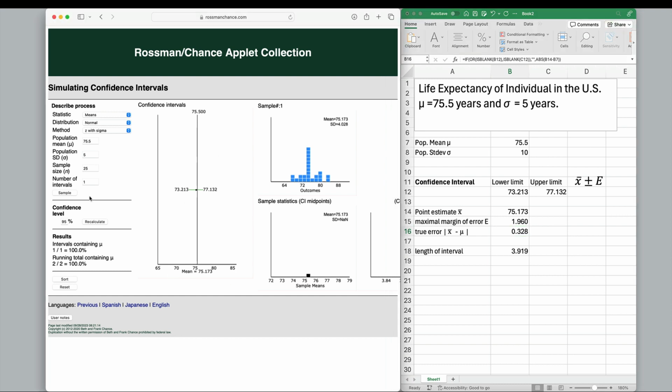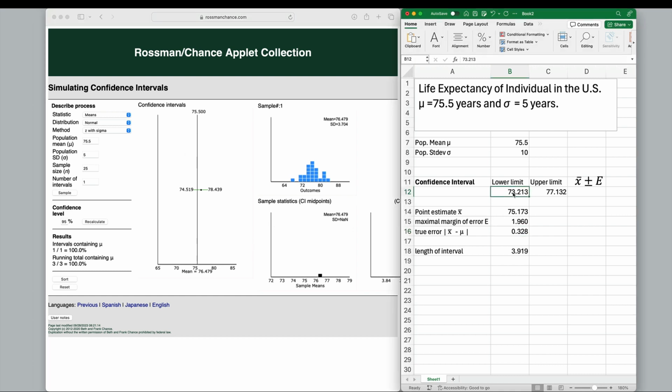Let's generate another sample of 25. So here we got a new green interval which captures the mean, and so let's punch in the numbers here to see that the maximum margin of error is bigger than the true error. So 74.519 is the left endpoint, and 78.439 is the right endpoint. And there you can see the true error is 0.97, but it's smaller than the maximum margin of error, 1.9, about 2 years, right?